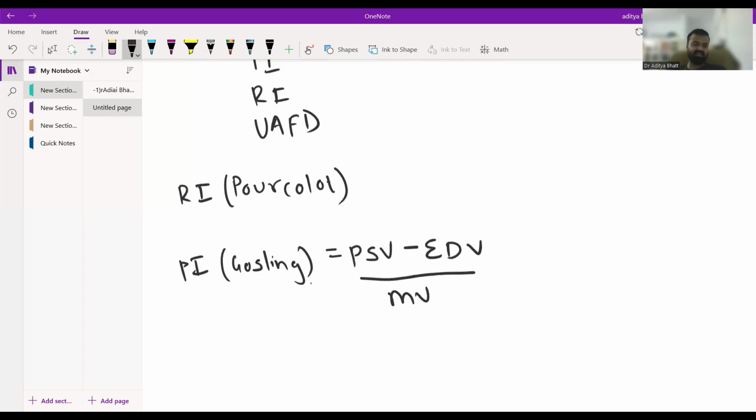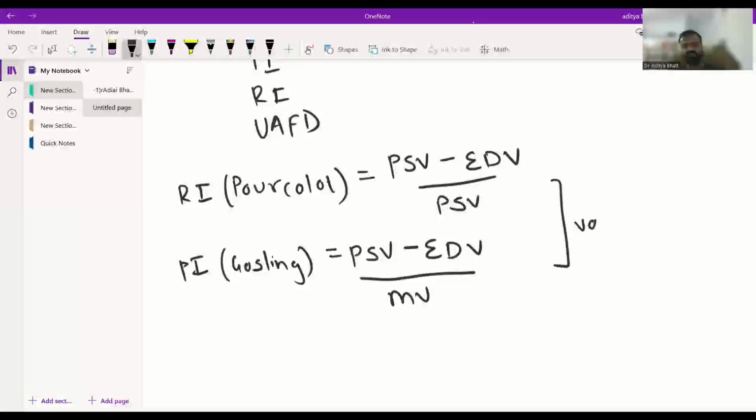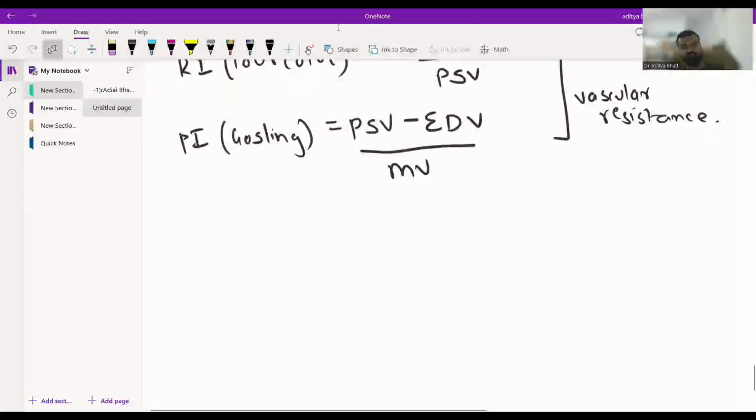Okay, that is the pulsatility index, while the resistive index is peak systolic velocity minus end diastolic velocity upon peak systolic velocity. So this is the difference, the denominator changes, but all in all what they indicate is the same thing. They are showing you what is the vascular resistance in the vessel. Now this is very, very important.